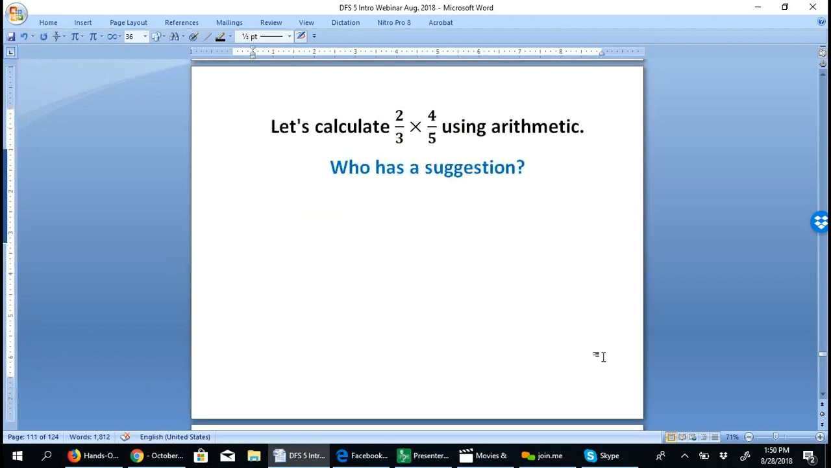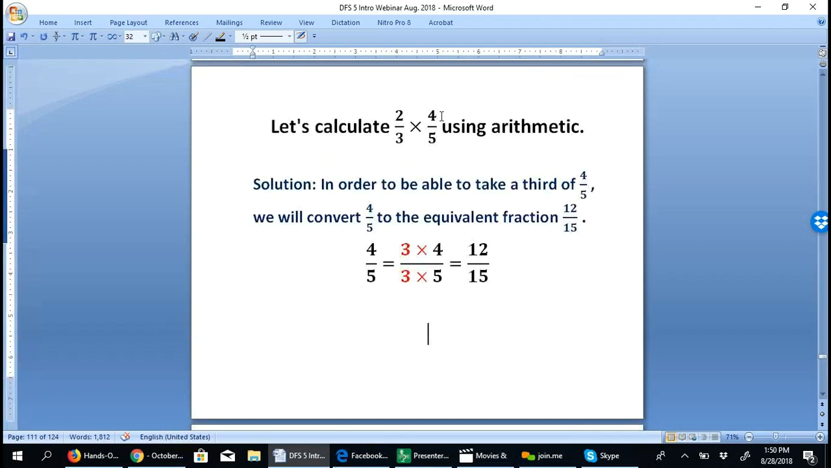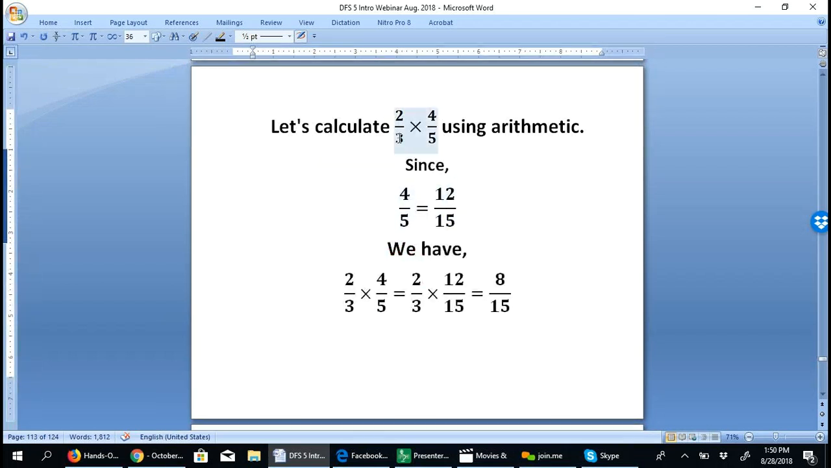Let's calculate 2/3 times 4/5 using arithmetic. Now, notice that we cannot easily take 1/3 of 4, because 4 is not a multiple of 3. So in order to make the 4/5 a multiple of 3, I'm going to multiply numerator and denominator by 3, and I get 12/15. Those are equivalent fractions. So therefore, 2/3 times 4/5 will be the same as 2/3 times 12/15.